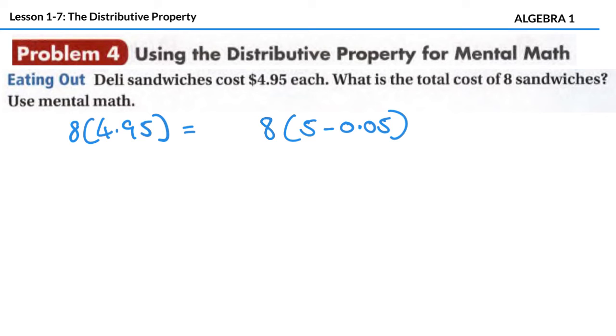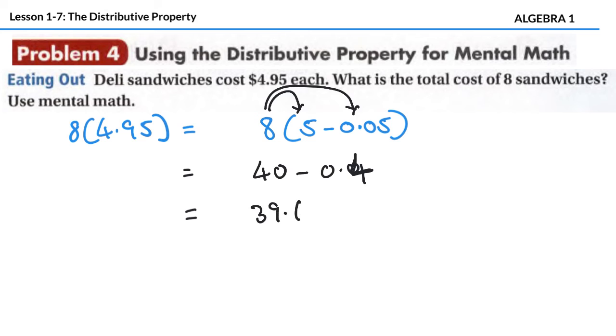I can now use the distributive property. 8 times 5 is 40 minus 8 times 0.05. That's easy. 0.4. So 40 minus 0.4 is 39.6. So without using a calculator, you can use mental math, by using the distributive property, to simplify the expressions. Great. Let's move on to another concept of terms. What is a coefficient? What is a term? What is a constant?